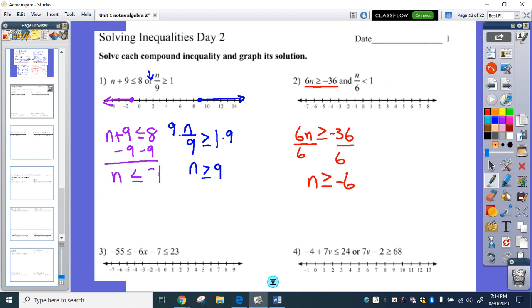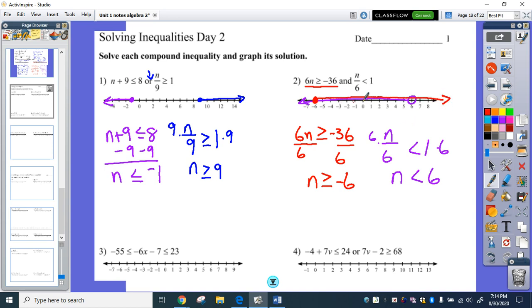Now, if we solve the other side of this, we have n divided by 6 is less than 1. Well, if we multiply this side by 6 and this side by 6, we get n is less than 6. Let's look at how this would look on the graph. If we said n was less than 6, we would have an open circle at 6 and be shading to the left. But we also need it to be true that n has to be greater than or equal to -6, which means we have a closed circle at -6 and we're going to shade off to the right.